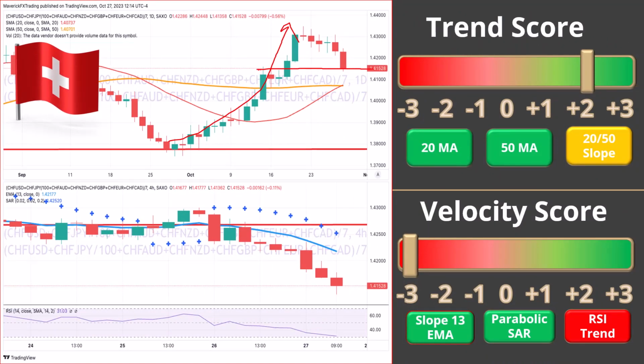This is a tough one because we like the trend, but the velocity has turned really negative. So I think this is going through this pullback. We don't have a confirmed sort of a rollover point yet. I think we'll have to wait and see.